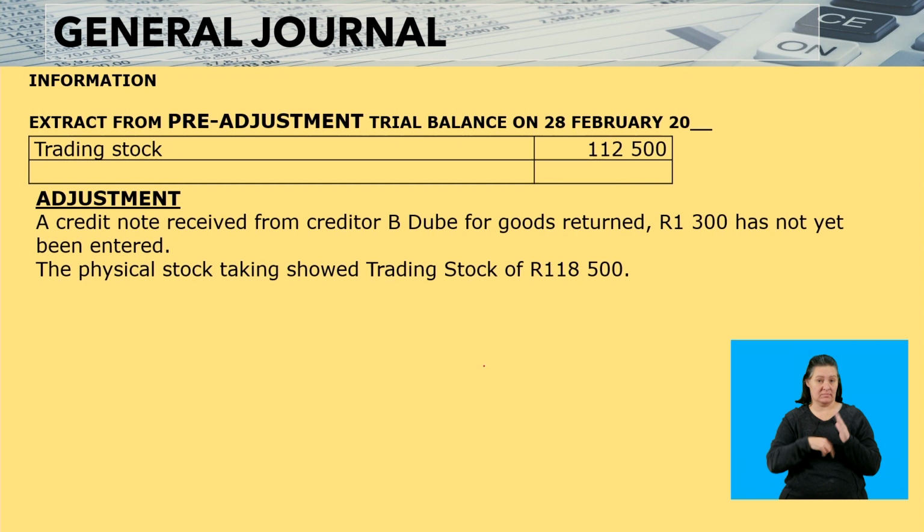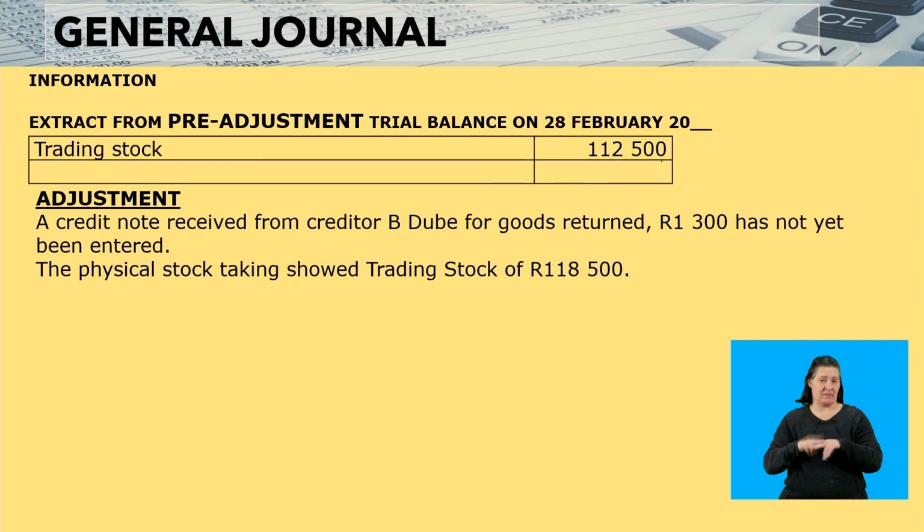In today's class, I'm dealing with trading stock surplus, trading stock deficit, as well as your consumable stores on hand. I have a question with me here that I would want us to practice together. Let us begin. It reads, the information is extracted from the pre-adjustment trial balance on 28 February.